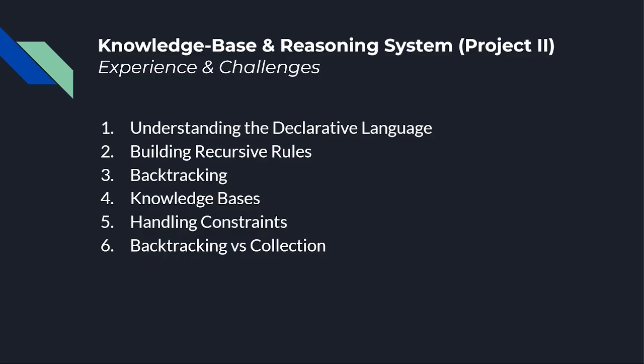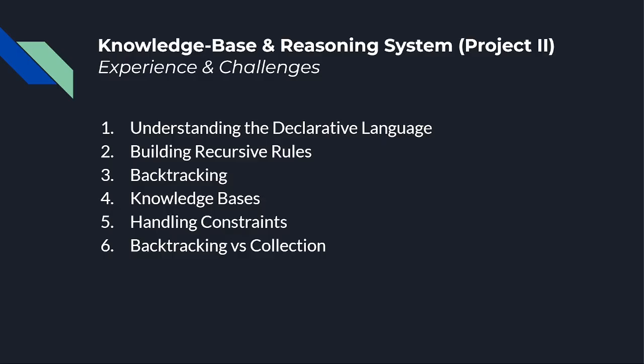For this section, I'll quickly go through the experience and challenges we had while building the project. The first one is understanding the difference with a declarative language. We have traditionally been programming in imperative languages like Python and Java, where you tell the computer how to do something step by step using for loops and if-else conditions. But Prolog is a declarative language where you tell the computer what you want and it figures out how to do it. That was a significant mental shift, to stop thinking about loops and conditions and start thinking about logic and relationships.